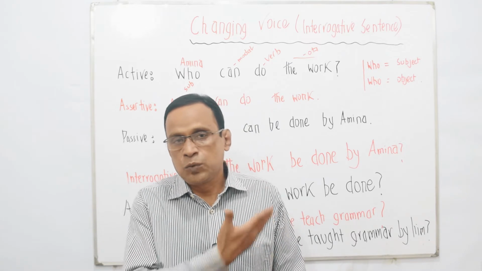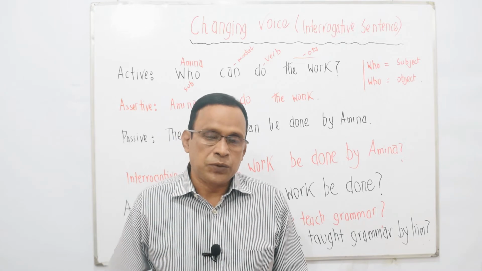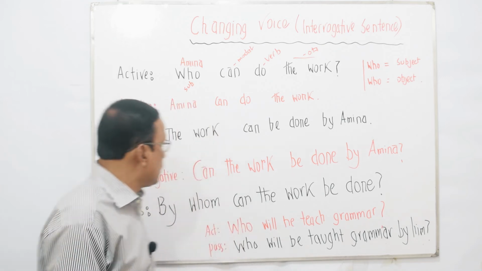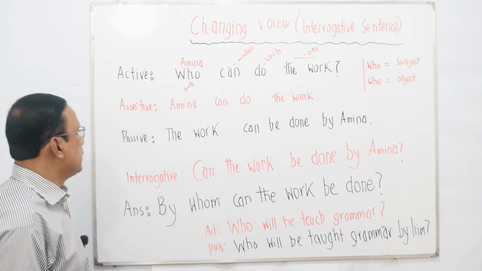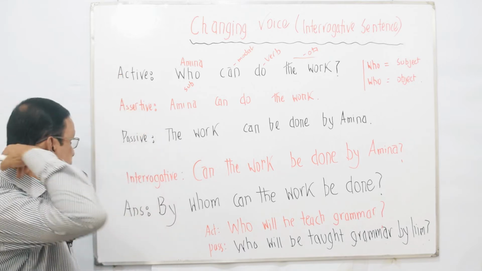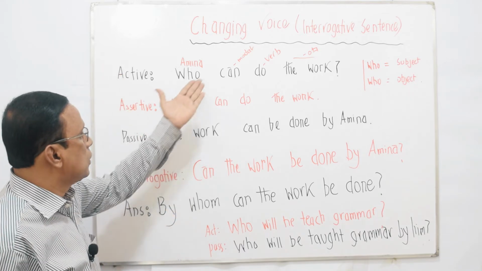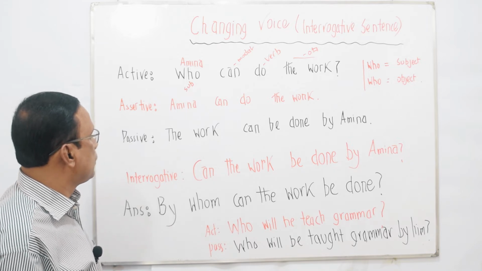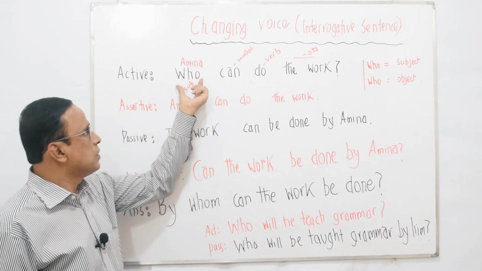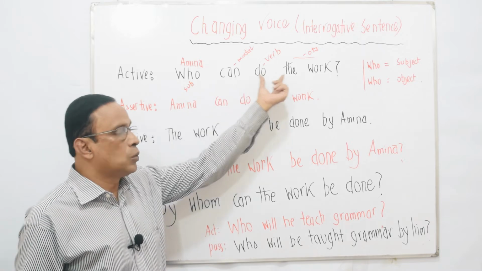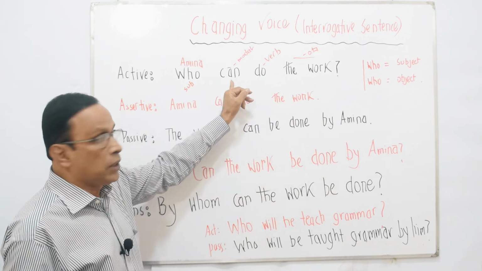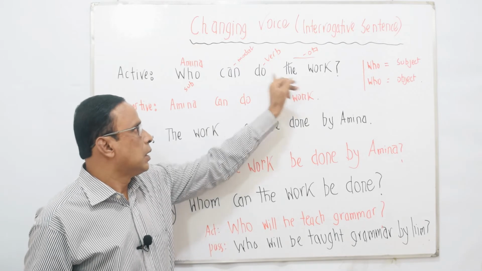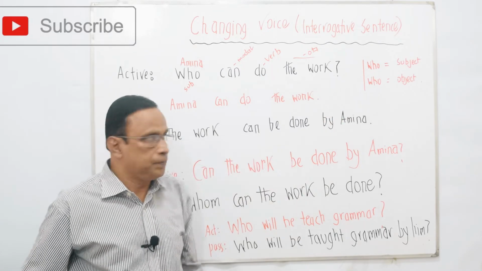So there is this question here. Let us try to change this WH question from active to passive. You can see here, active: who can do the work. In this sentence, who is at the beginning. Who can do the work: can is the modal, do is the main verb here, and after the verb, this is the object.